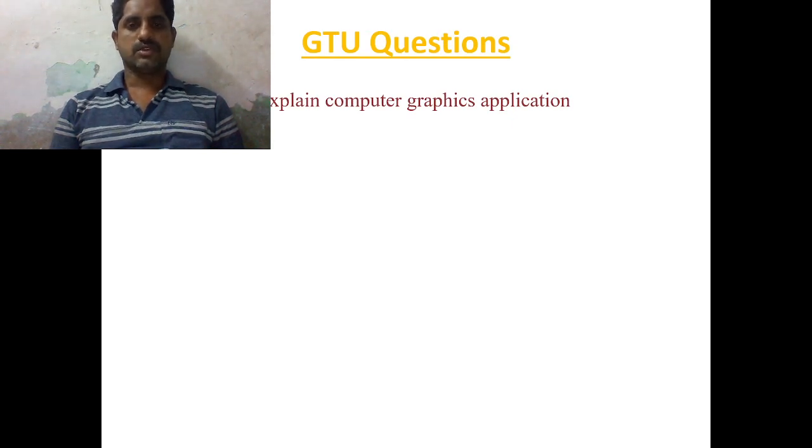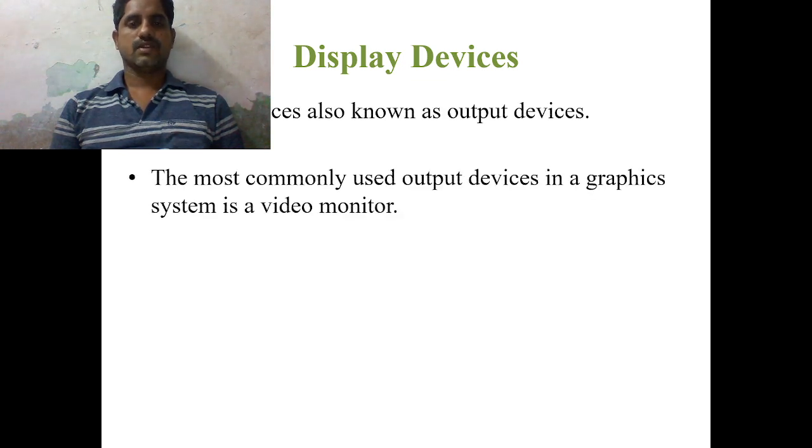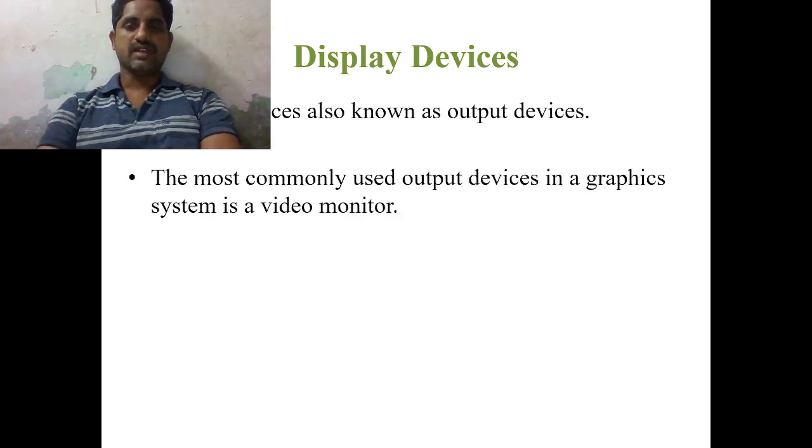Questions, so these are important questions. List out and explain the applications of computer graphics. Next, display devices. Display devices are also known as output devices. The most commonly used output device in a graphic system is a video monitor.